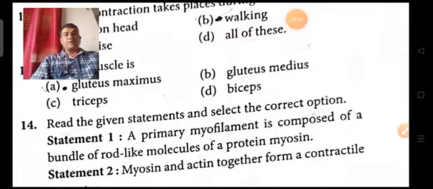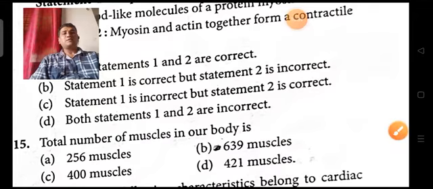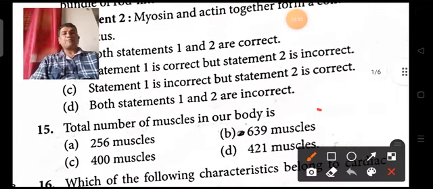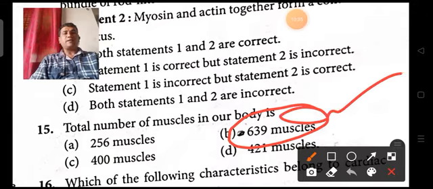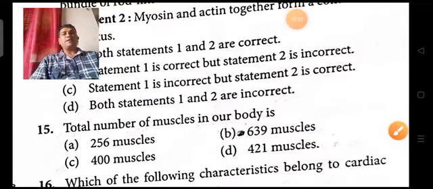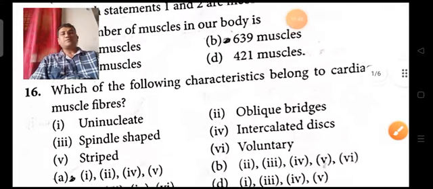Next, total number of muscles in our body. Bones are 206 and muscles in our body are 639. So the answer is 639.